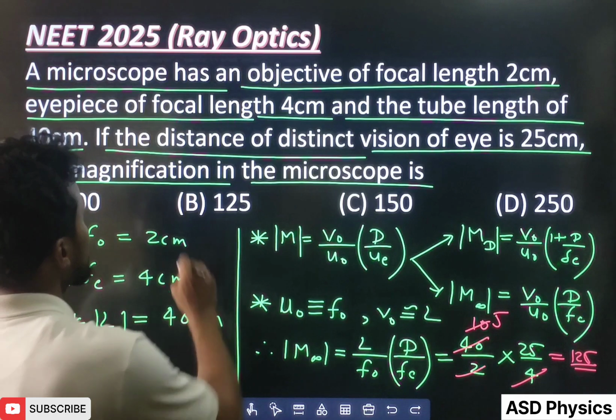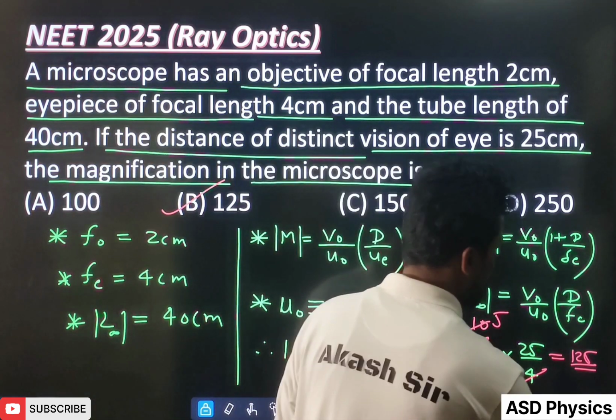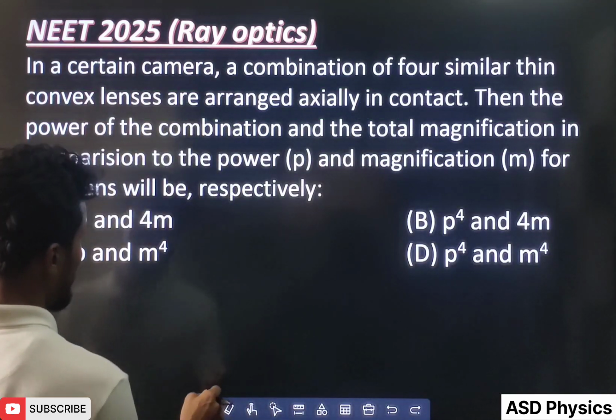So which option is matching here? The correct option is option B. It is a compound microscope question, with a little bit of approximation. Great. Next one we'll see here, a ray optics question.